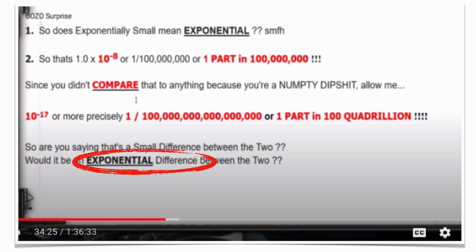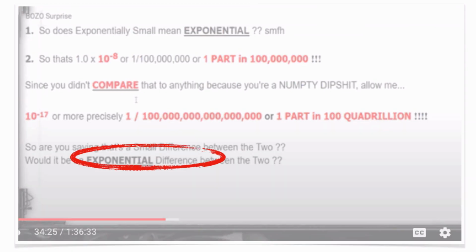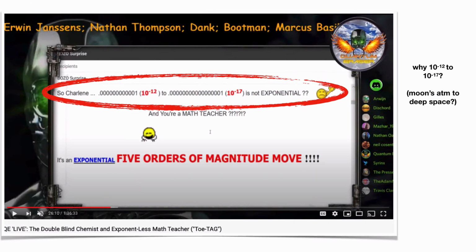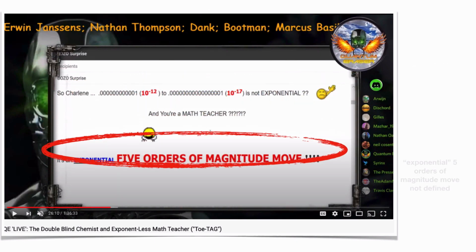All right. And then this one's even worse, exponential difference. Well, the word difference means to subtract. So I'm not quite sure how you could have an exponential difference. Literally that phrase doesn't make any sense. All right. And so he's comparing these two powers of 10, 10 to the negative 12 and 10 to the negative 17. He's just comparing them, but he's like, going from one to the other is not exponential. And it's not really clear what he's doing here.